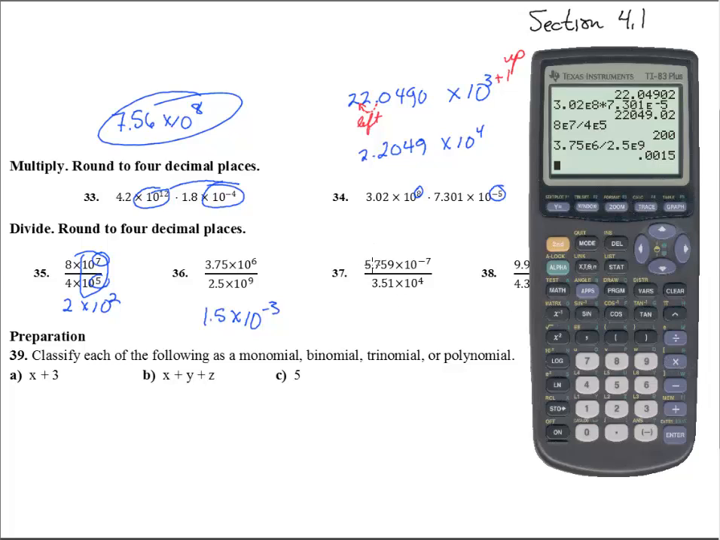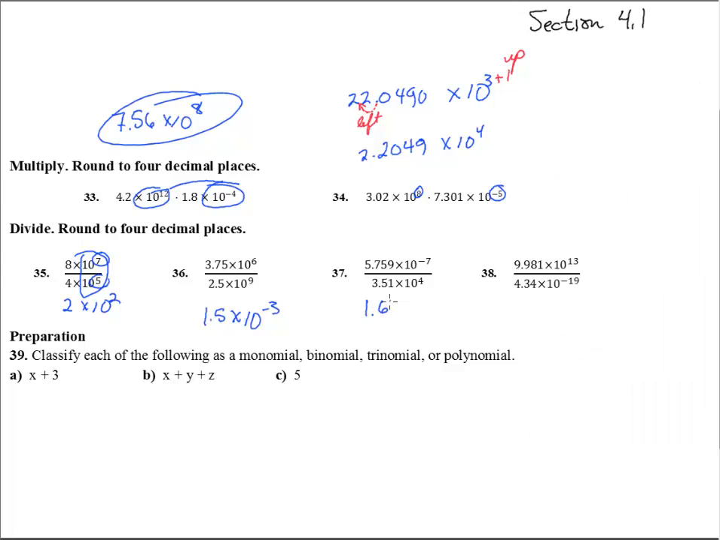All right, this one. Ooh, big, huge thing there. But when we subtract them, we're going to end up with like negative 7 minus 4. That's like negative 11. Wow, that's going to be kind of interesting. 5.759 times 10 to the negative 7 divided by 3.51 times 10 to the 4th. And there we have it, 1.6407 if we round to 4 decimal places. 1.6407 times 10 to the negative 11.